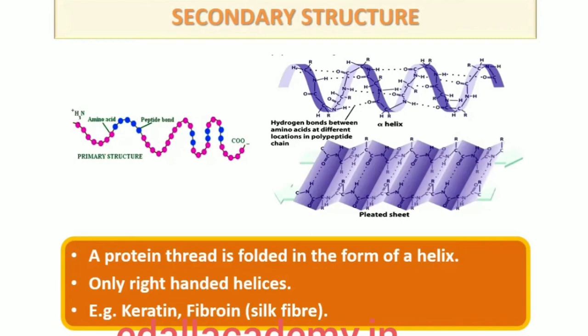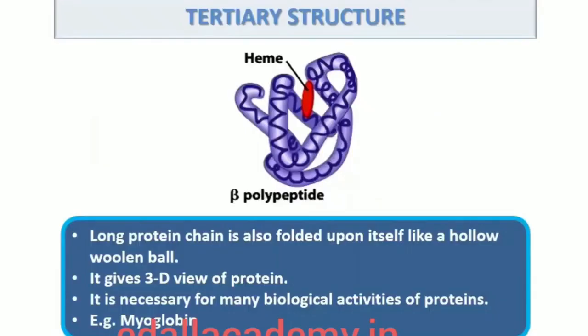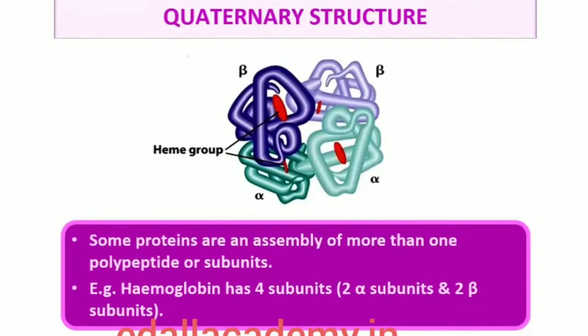In addition, the long protein chain is also folded upon itself like a hollow woolen ball, giving rise to the tertiary structure. This gives us a three-dimensional view of a protein. Tertiary structure is absolutely necessary for the many biological activities of proteins, for example myoglobin. So try to remember the tertiary structure of the protein. This long protein chain is folded upon itself like a hollow woolen ball, giving a three-dimensional view of the protein. It is followed by the quaternary structure.